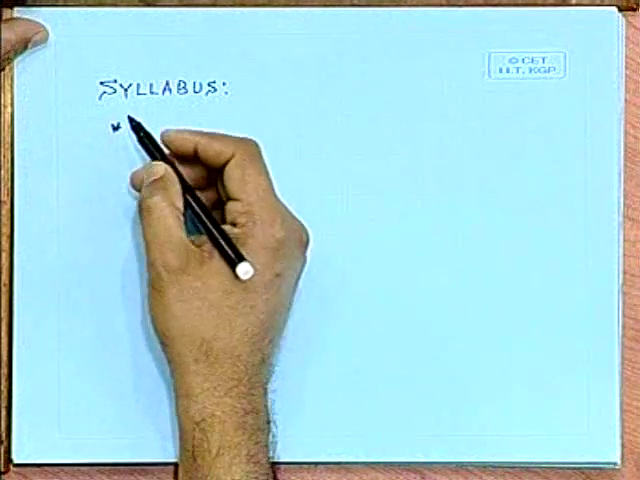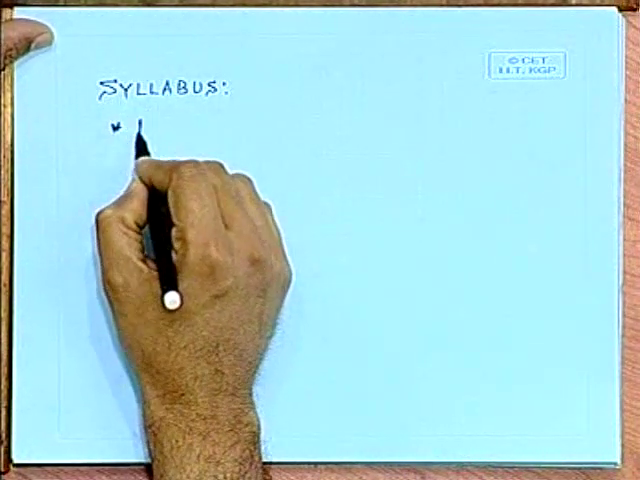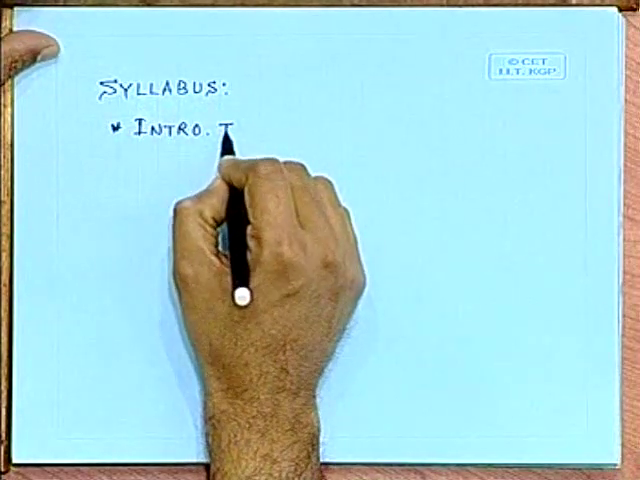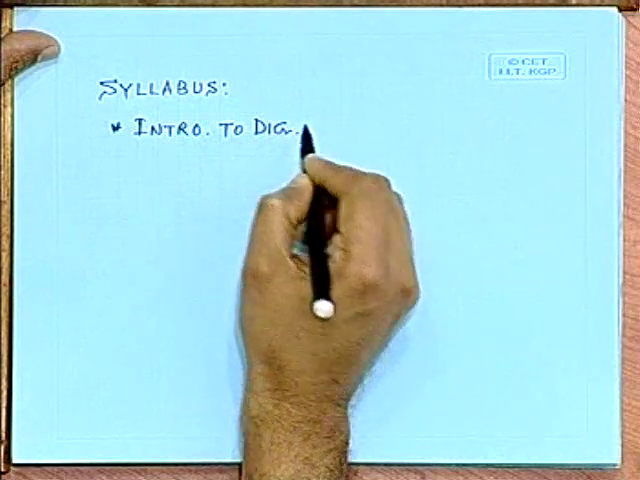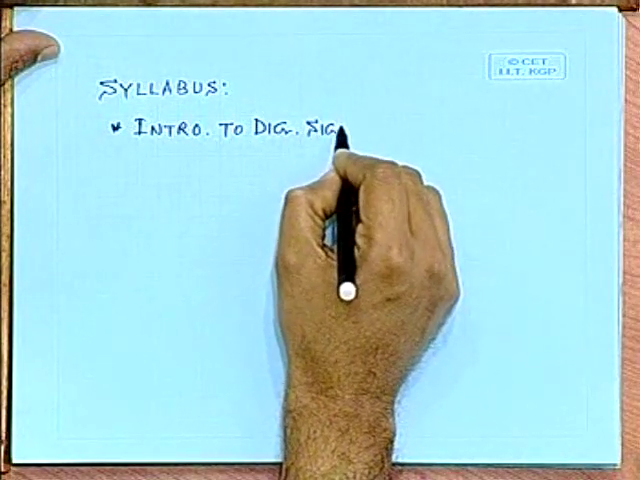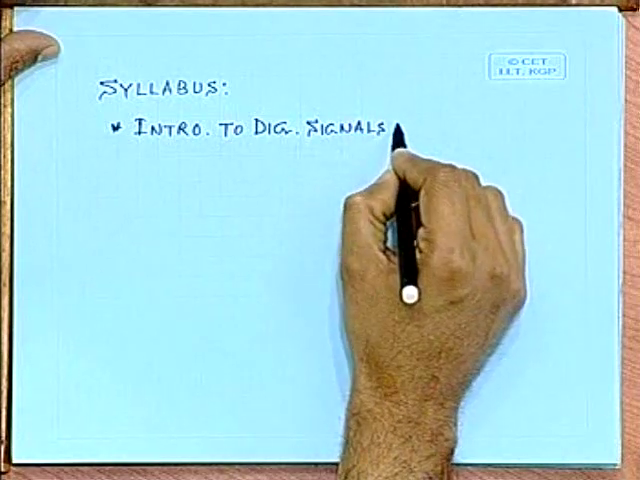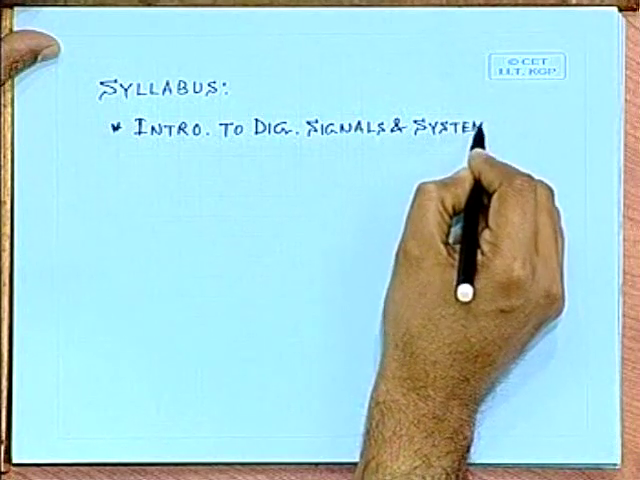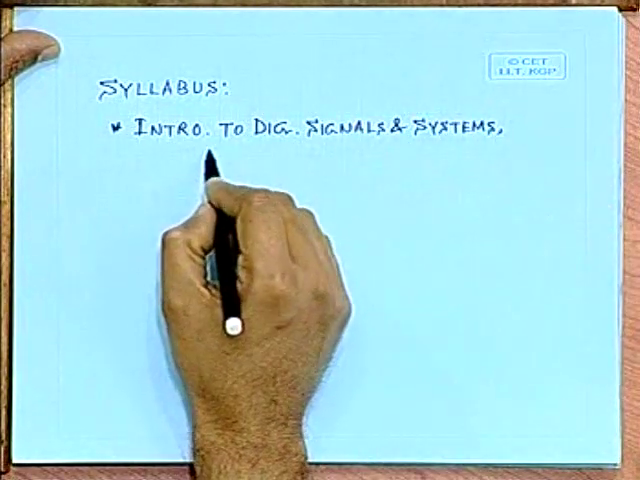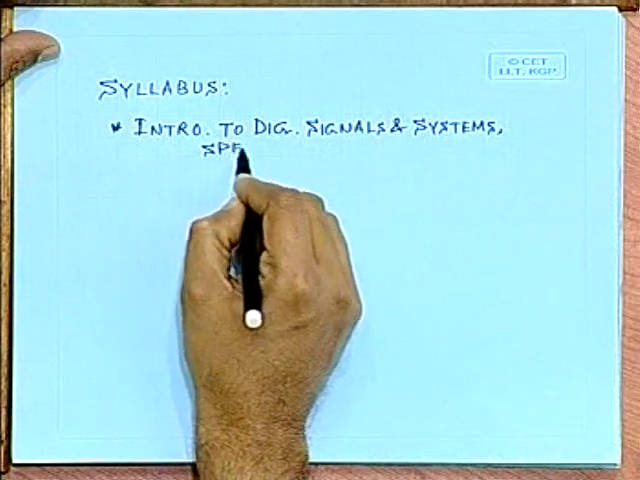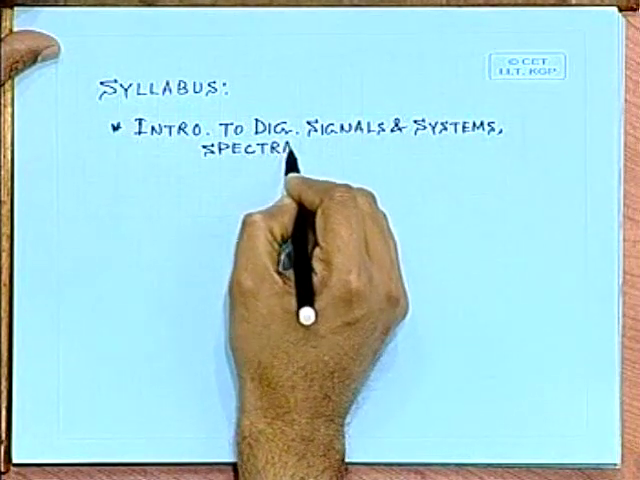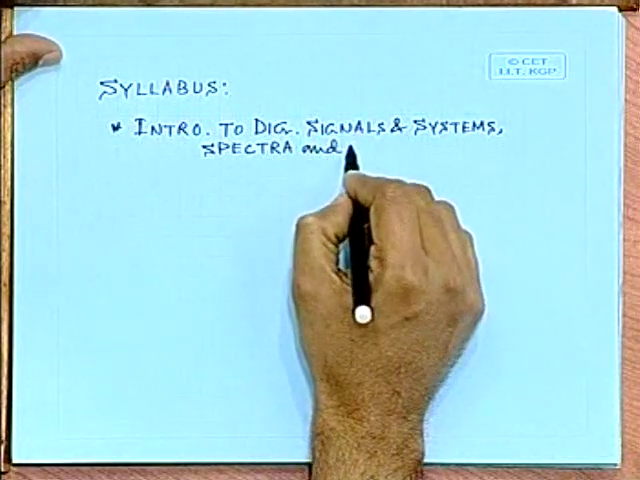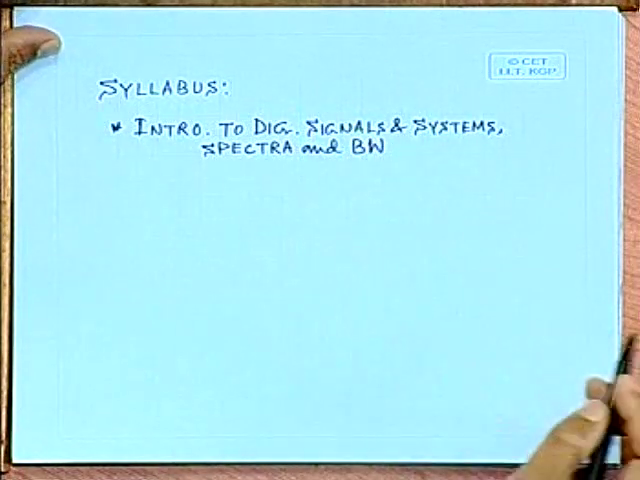The first topic, as it should be, is on introduction to digital signals and systems, spectra, and bandwidth. Let me write BW in short.